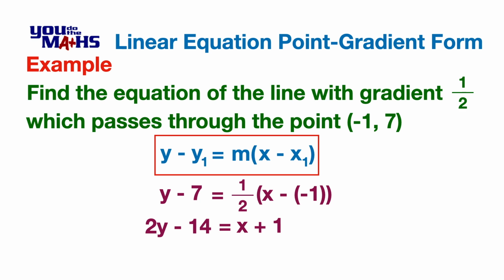To complete this, what we need to do is simplify the equation and express it in one of two forms. We could express it in the form y equals mx plus c, where m is the gradient and c is the y-intercept. In other words, just rearrange the equation so it's y equals. Or the other way, we can express it in what's called the general form, and that's where the equation equals 0. And we'll do the latter by taking the 2y minus 14 across to the right-hand side. And our final solution becomes 0 equals x minus 2y plus 15.